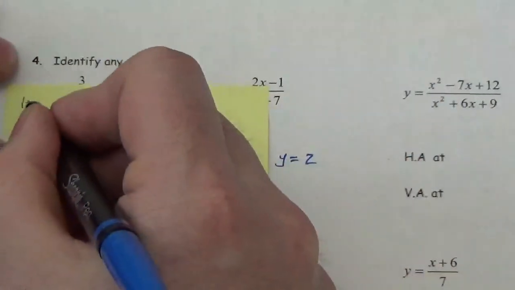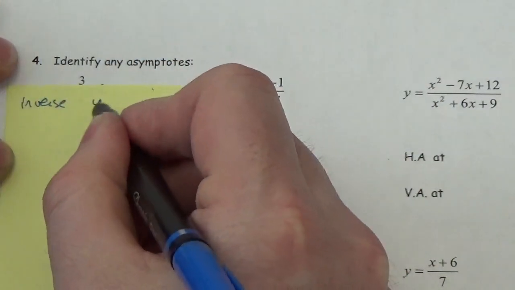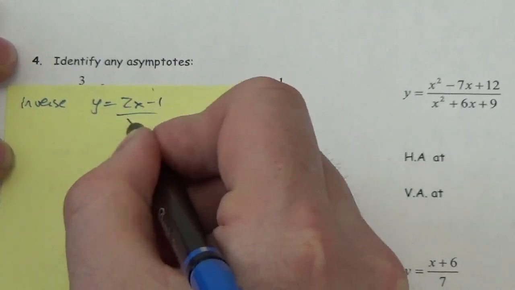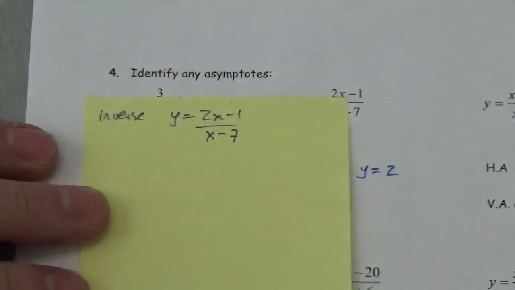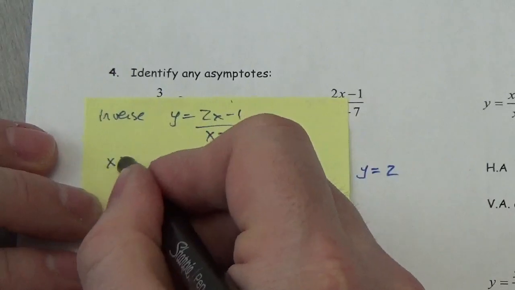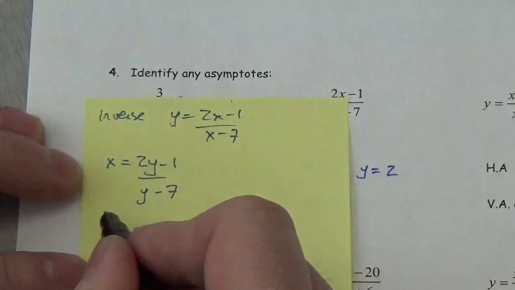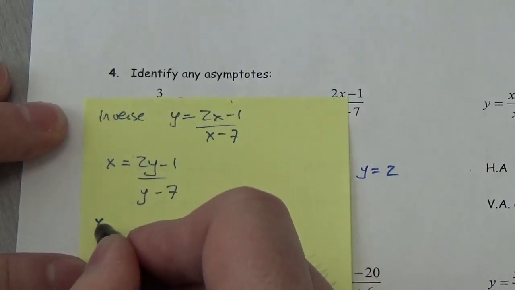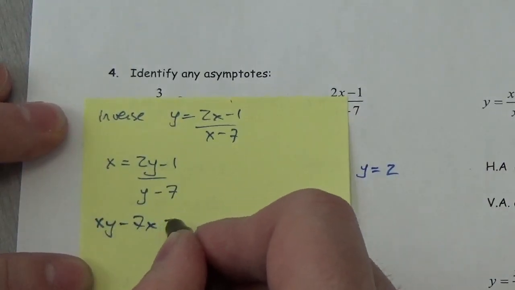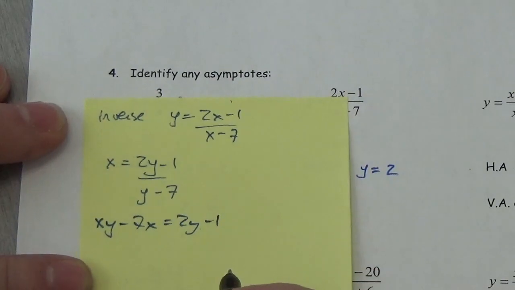So first of all, let's do it by finding the inverse. So I've got y is equal to 2x minus 1 over x minus 7. So let me just walk you through that real quick. So that would be x is equal to 2y minus 1 over y minus 7. So I'm going to multiply up, and that'll get me xy minus 7x is equal to 2y minus 1.